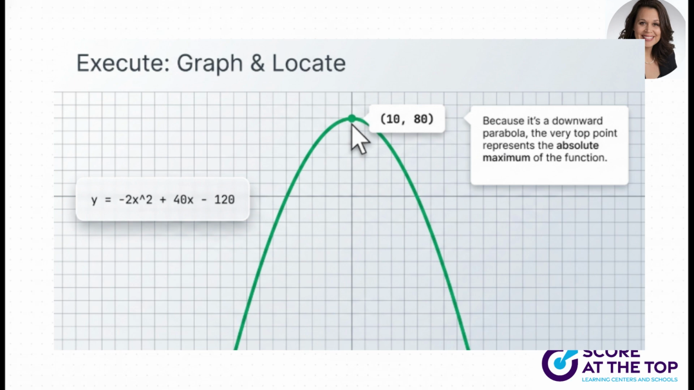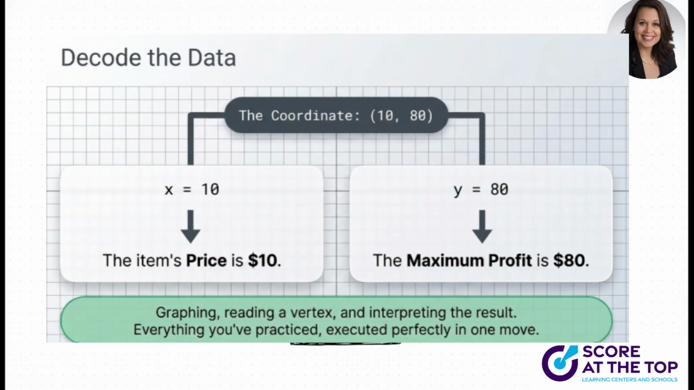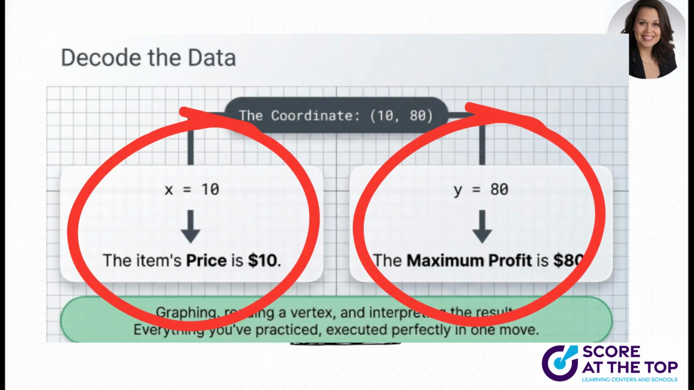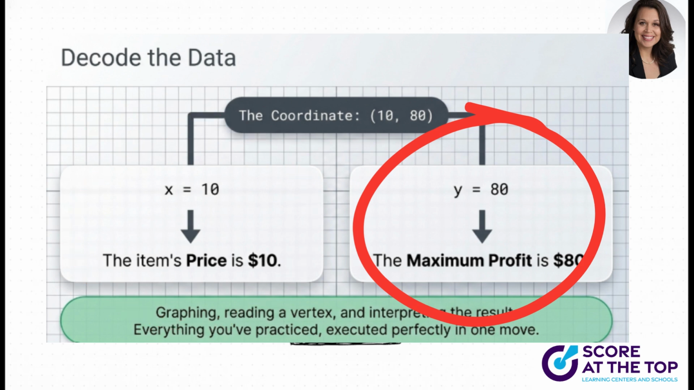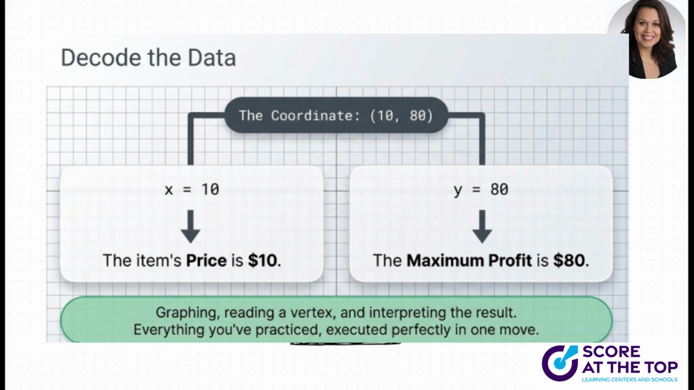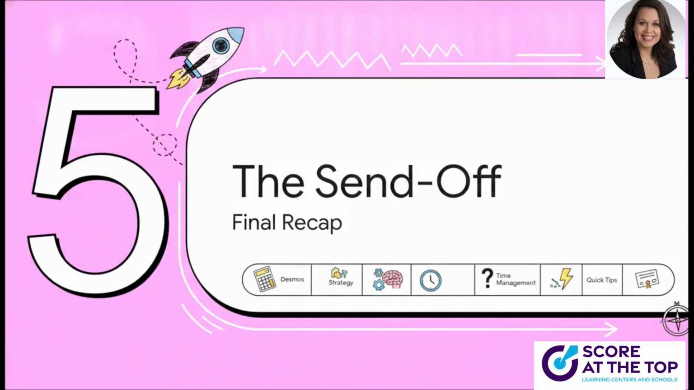The vertex is at (10, 80), which means a $10 price gives us the maximum daily profit of $80. So the answer to what is that maximum profit is exactly $80. That right there is graphing, reading a vertex, and interpreting the result. Everything you've practiced, executed perfectly in one smooth move. Which brings us to Section 5, the send-off.